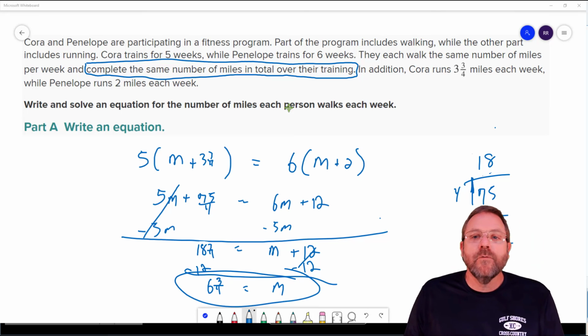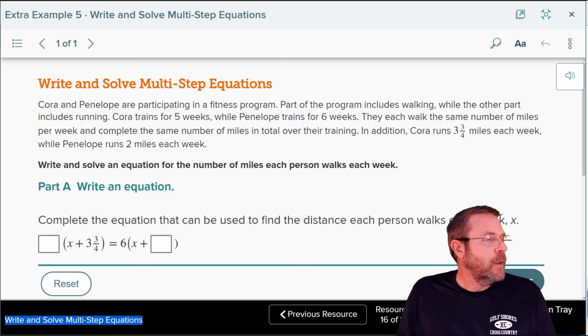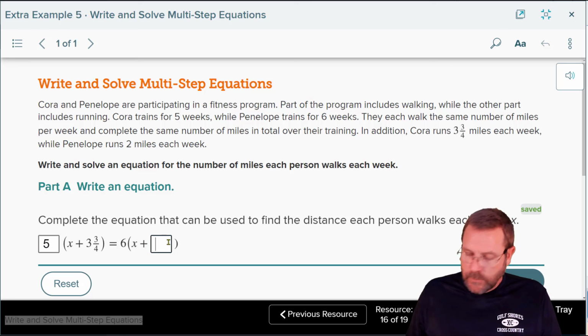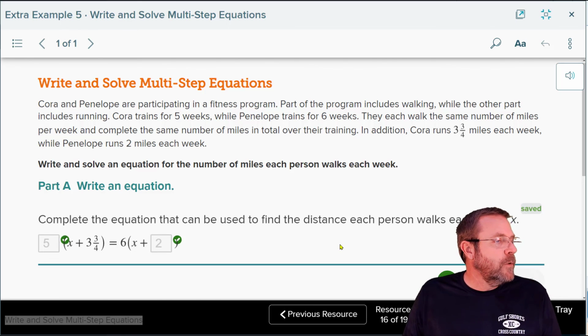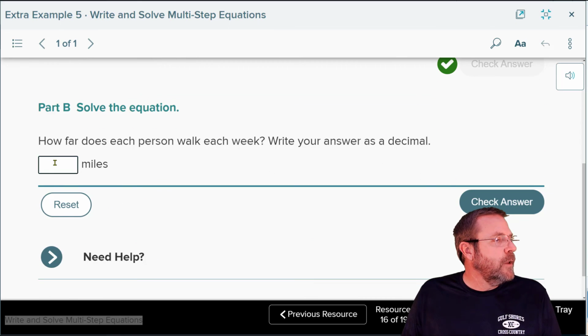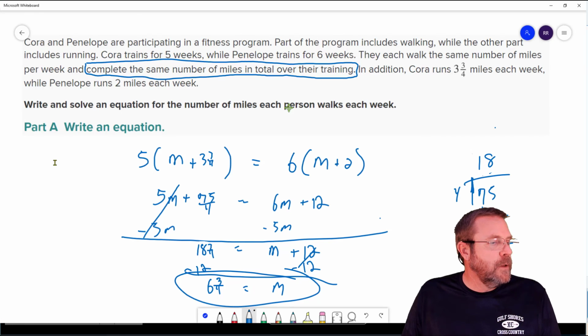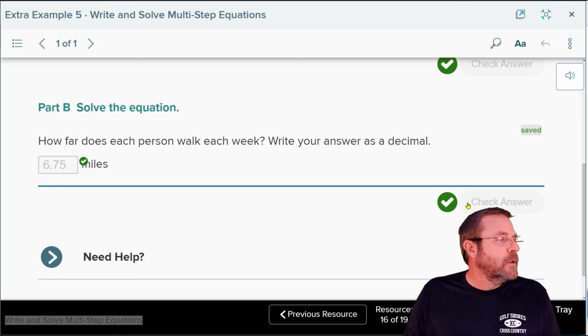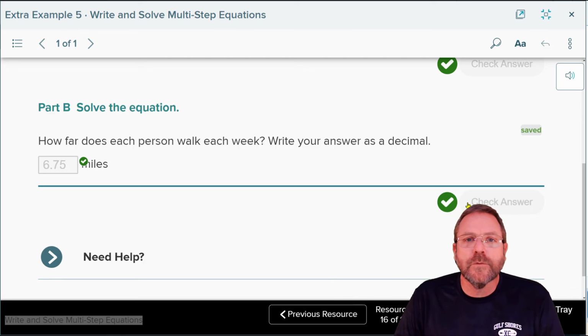Let's jump back over to our problem form. On our problem form, we had this young lady here did the 5. This one here, that should be a 2. Check those parts, that's good. And our final answer I came up with, I had it as a decimal or as a fraction. They want a decimal, 6.75 miles. Check your answer, and the answer checks.